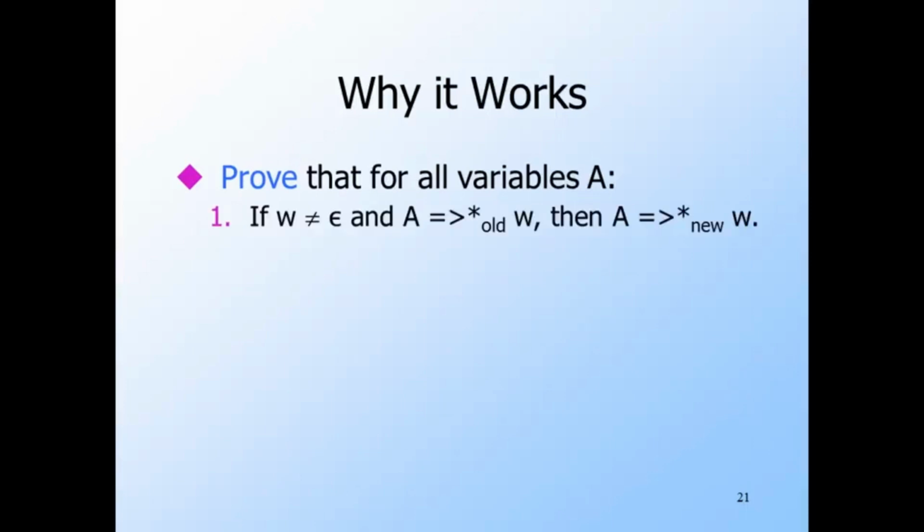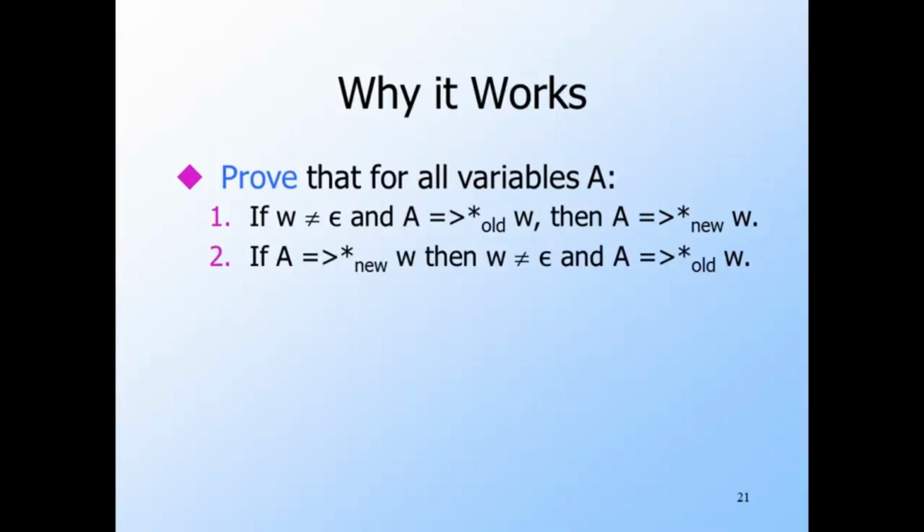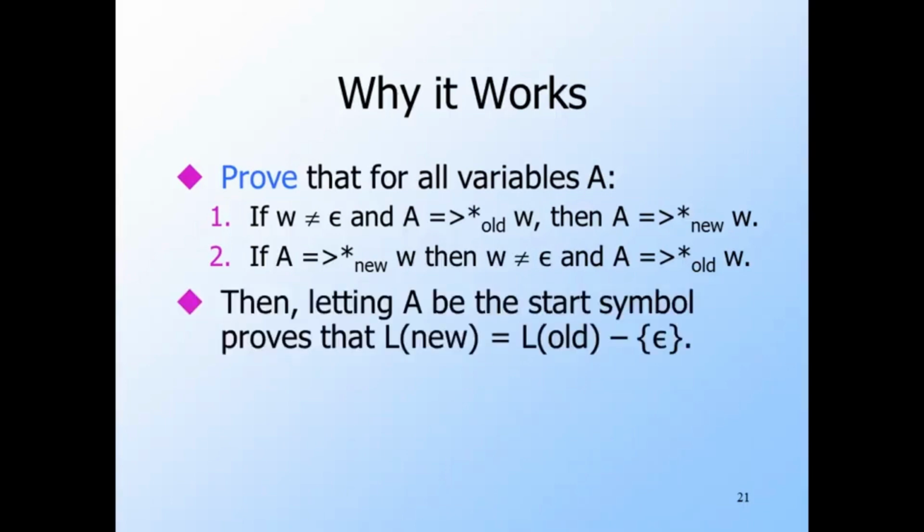First, if W is a non-empty string that is derived from A in the old grammar, then A also derives W in the newly constructed grammar. Second, if A derives W in the new grammar, then first of all W is not empty, and second, A derives W in the old grammar. Once we have that for all A, we can apply the statement to the start symbol and thus prove that the language of the new grammar is the language of the old grammar with epsilon removed if it was in that language.